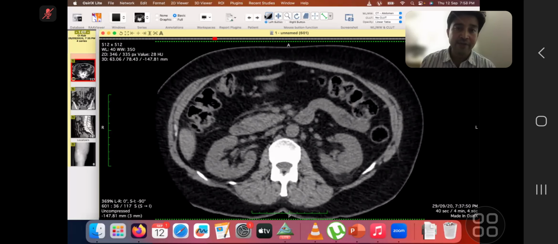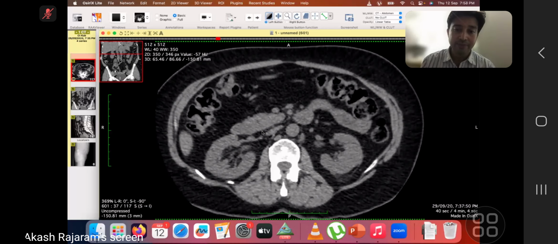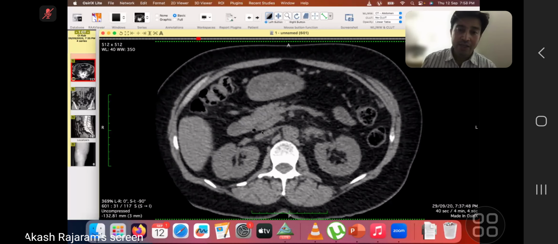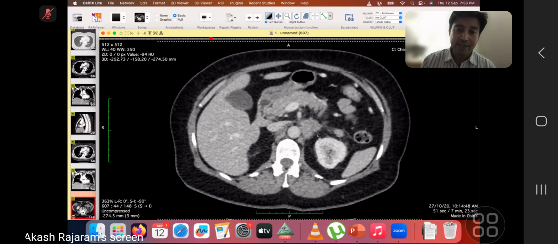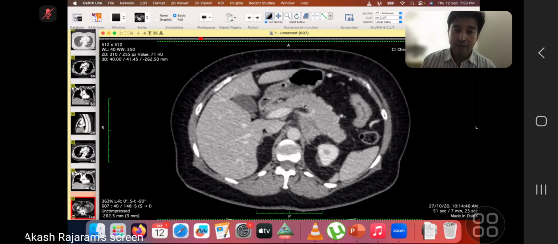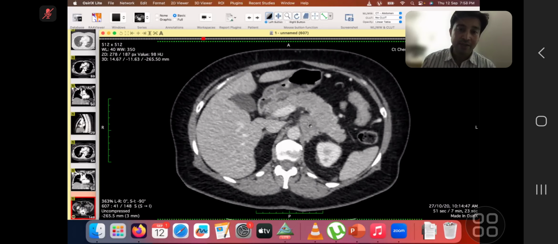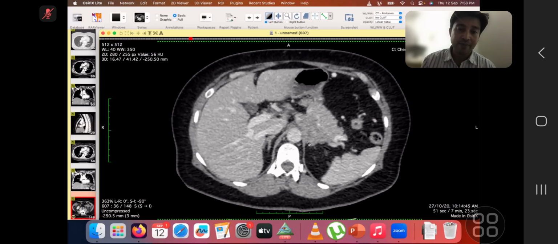Then we went ahead and we did a contrast study. And in the contrast, we are seeing this big lesion heterogeneously enhancing. The fat planes in the groove with the pancreas is lost. There is also abutting the left crus of the diaphragm.